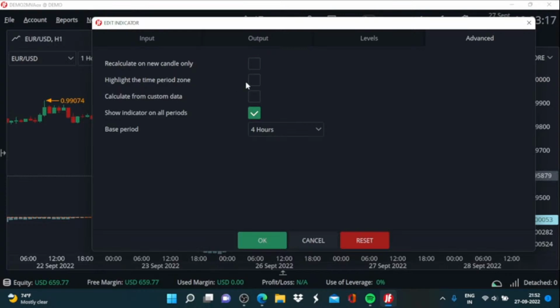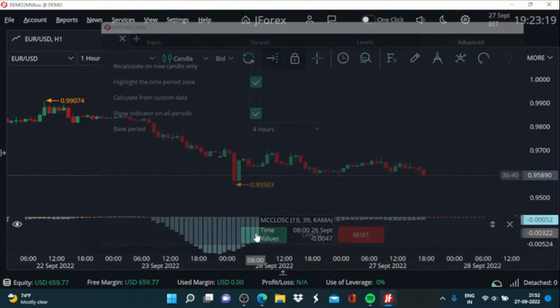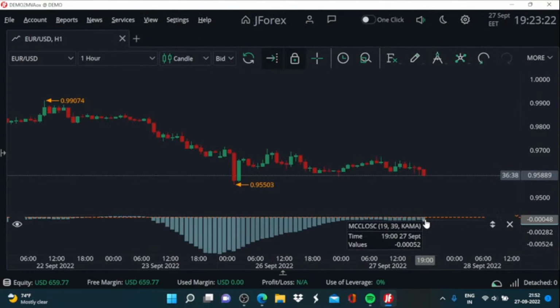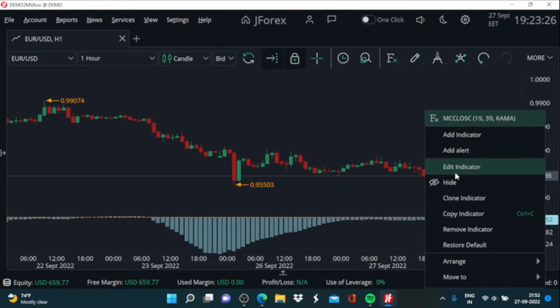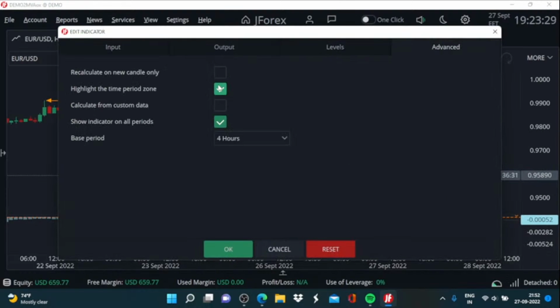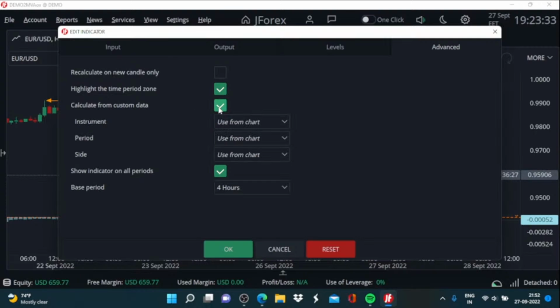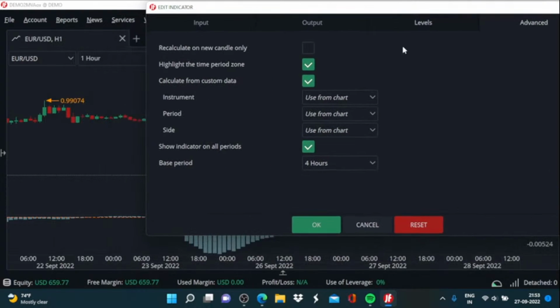If you want the calculation period to be highlighted, you can opt in for this, and whatever is your calculation period, it will be highlighted as you can notice on the chart. If you want the calculation to be customized further, you can go for the instrument of your choice. You can use it simply from the chart. So whenever you change the instrument, the McClellan oscillator's output value will be new, and it will be calculated new as per the price data of the new instrument.